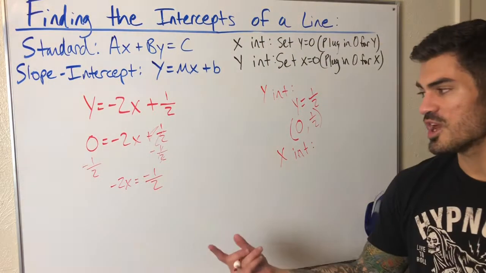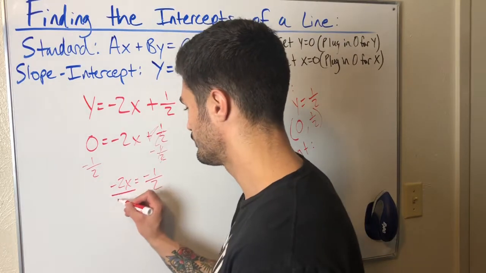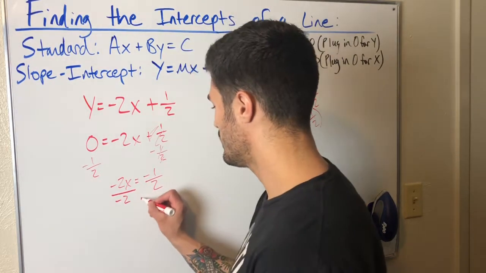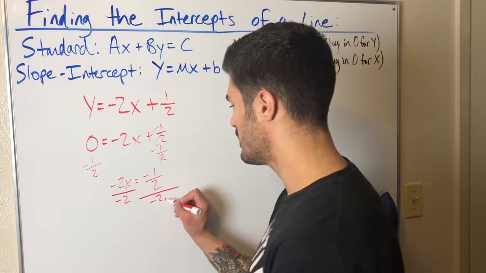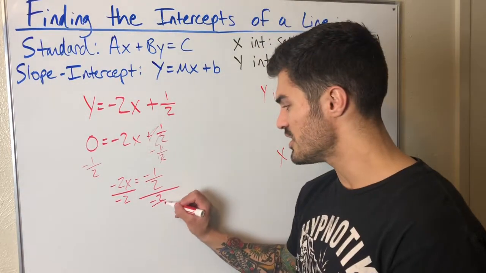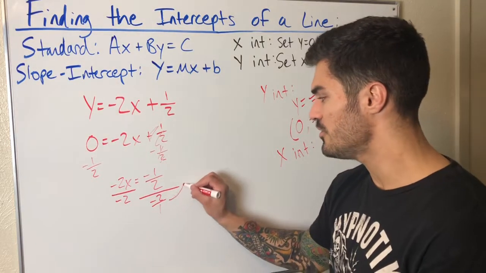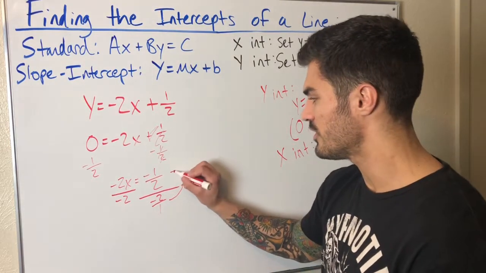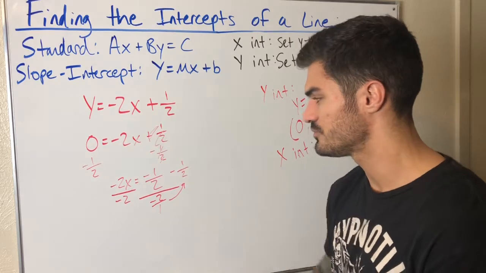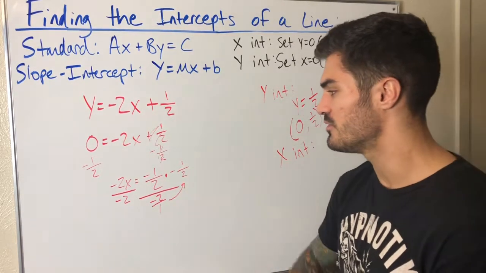Now I have one more step, which is divide both sides by negative 2. And this is a little tricky because I'm dividing a fraction by a whole number. But negative 2 is just negative 2 over 1. And how do I divide two fractions? I flip this bottom one and I multiply across. That's negative 1/2. So now I multiply negative 1/2 times negative 1/2.